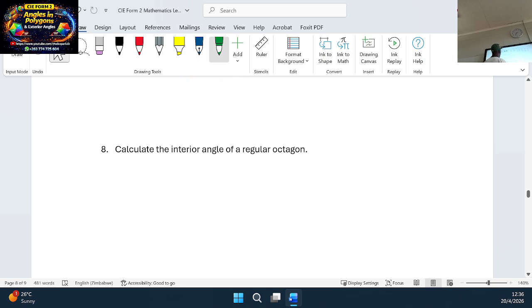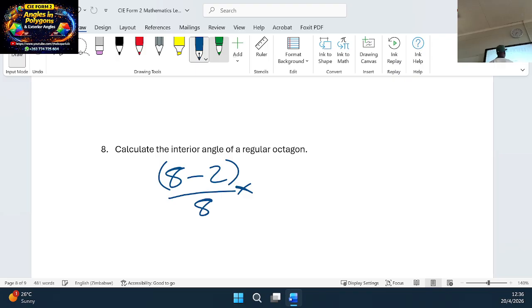Calculate the interior angle of a regular octagon. So we need the interior angle of a regular octagon. Octagon means 8. So our formula says n minus 2 over n multiplied by 180 degrees, with n as 8. When I do this difference, it gives me 6. From this 6, when I simplify, I have 3 over 4. Let me try and see if I can divide 180 by 4. 18 divided by 4 gets in 4 times, remainder 2. So that will give me 45 degrees.